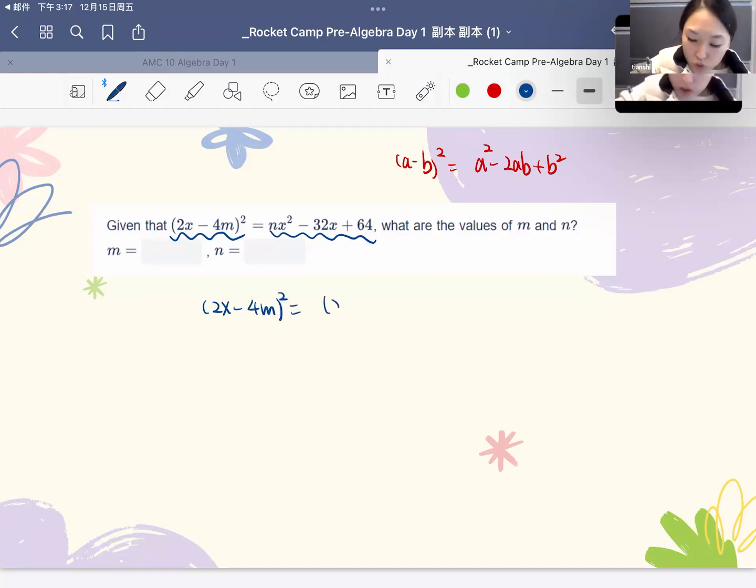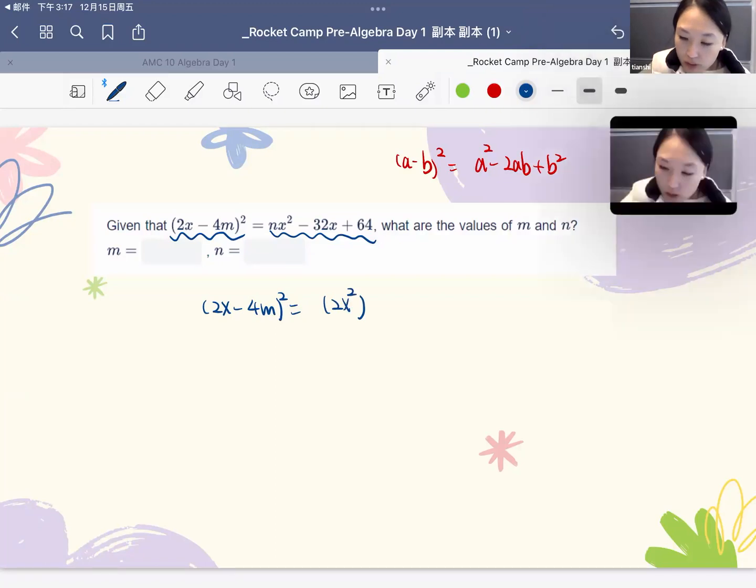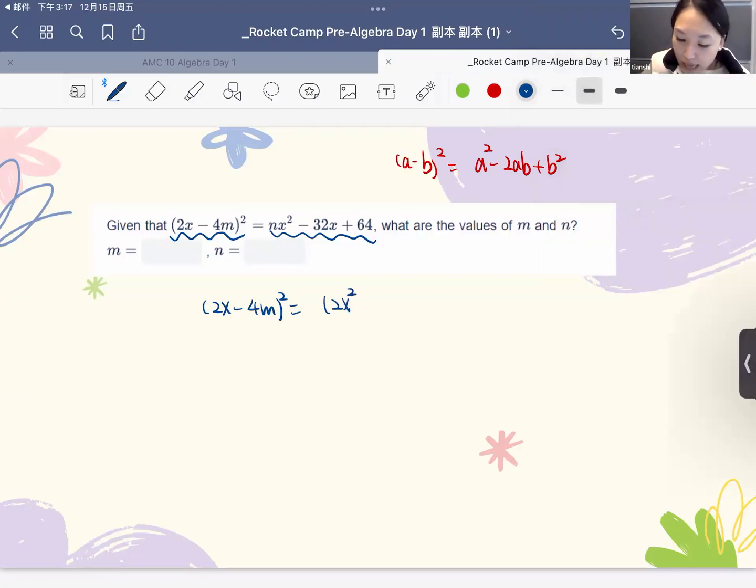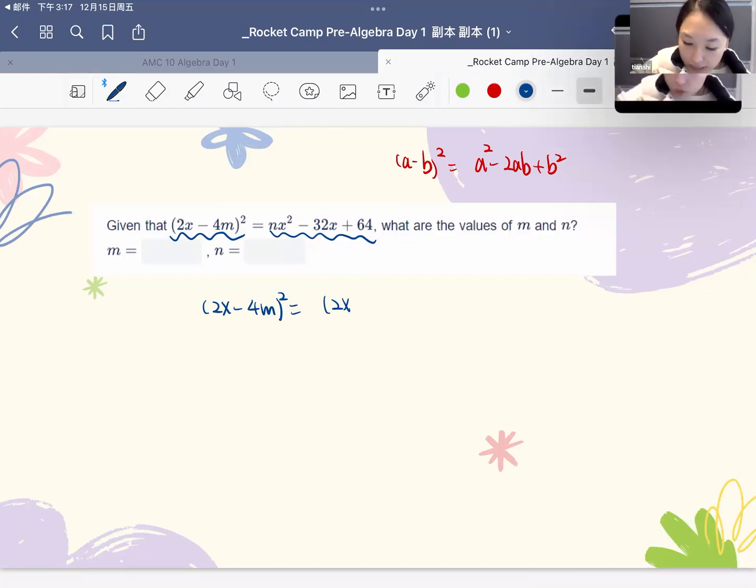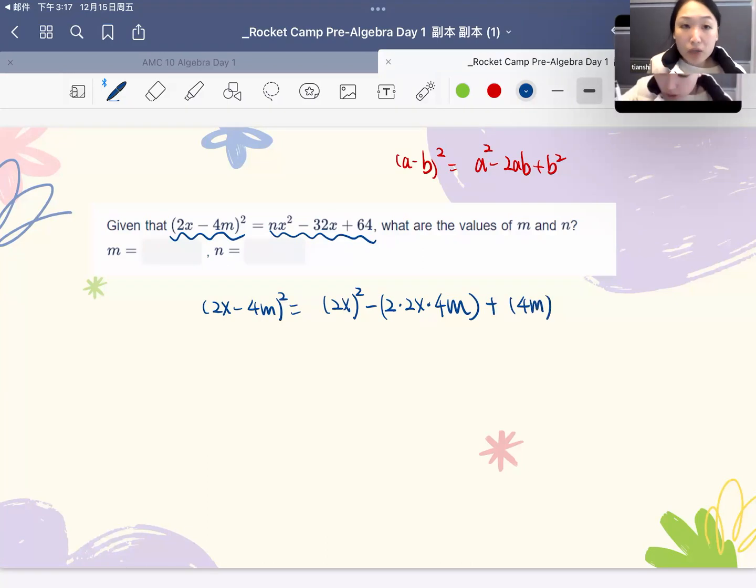It should equal (2x) squared, right? 2x and then do the square thing. So this is super important, okay? So (2x) squared minus 2 times 2x times 4m, right? Here we need to pay attention to the sign. So it's minus 2ab, okay? And then plus b squared, so (4m) squared, okay?